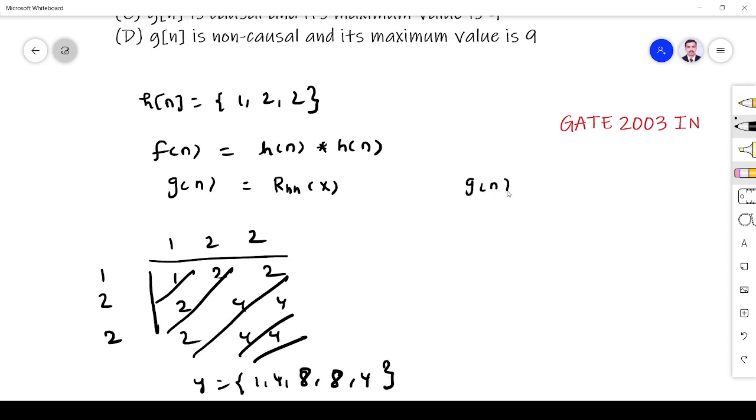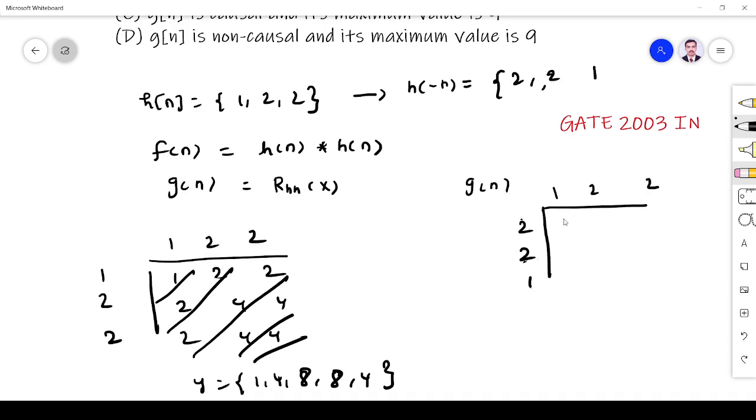Similarly, G of n is the correlation. Correlation means one sequence you keep as it is, the other sequence you take inverse. So for correlation we have to inverse the sequence, which means we have to find h of minus n. It will become, the 1 will be here, it is the mirror image, so 2, 2, 1. Then 2, 4, 4, then 2, 4, 4, and this is 1, 1.